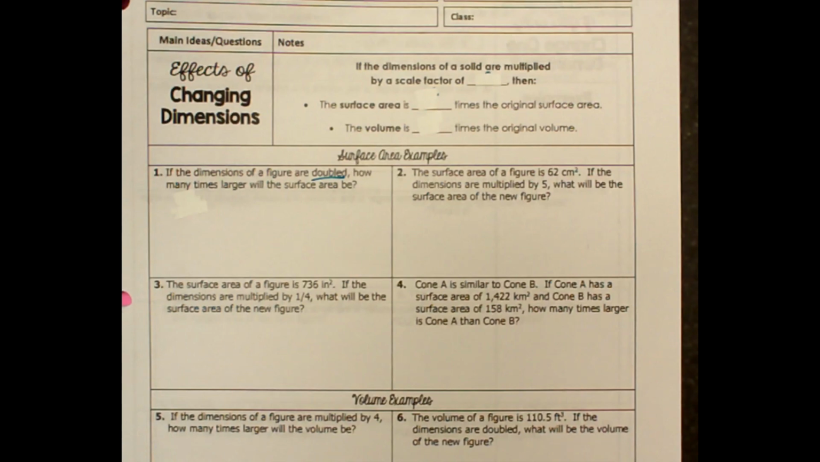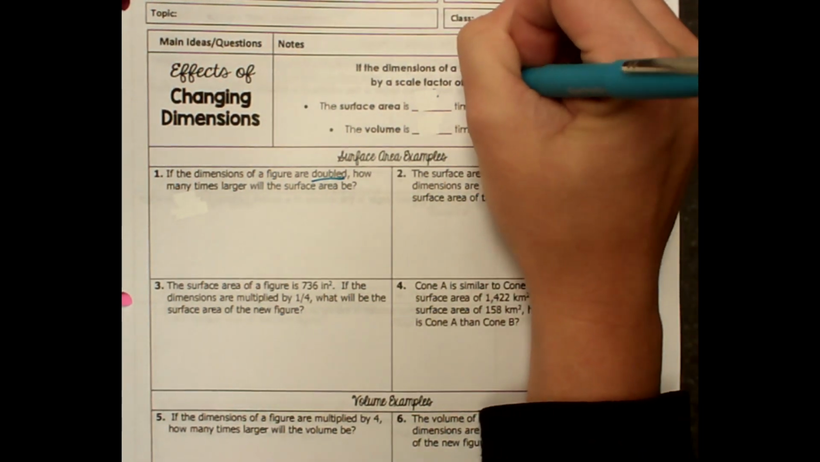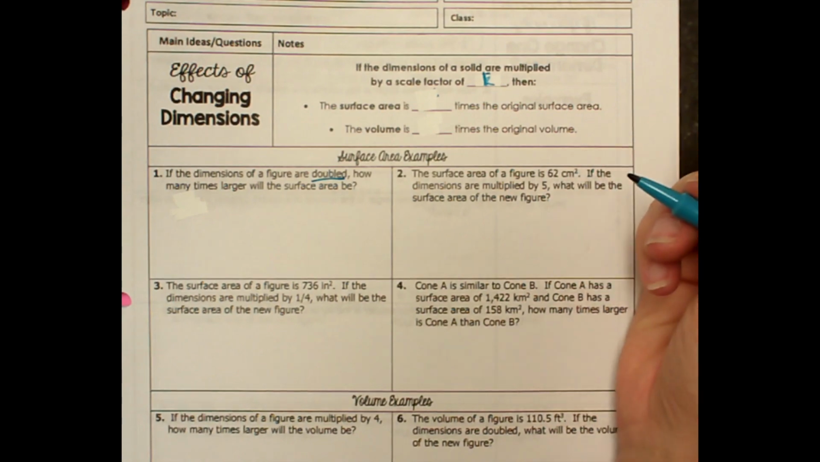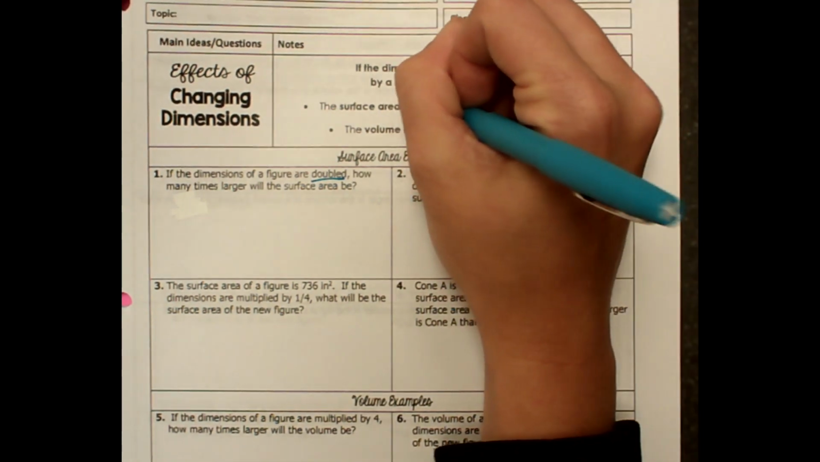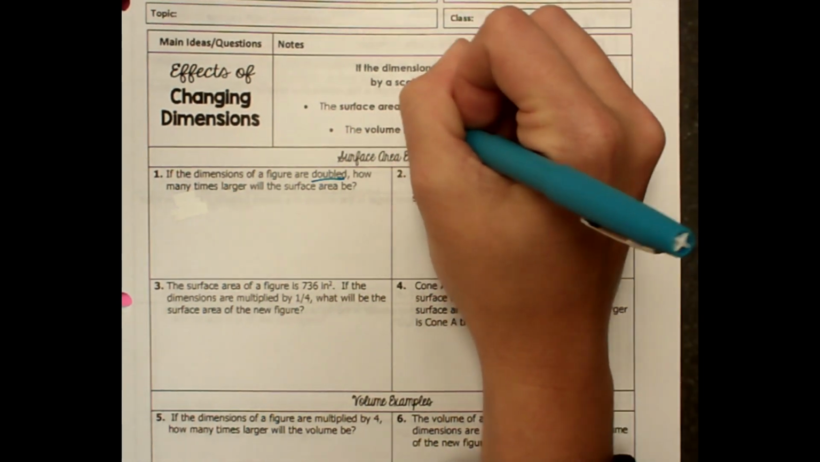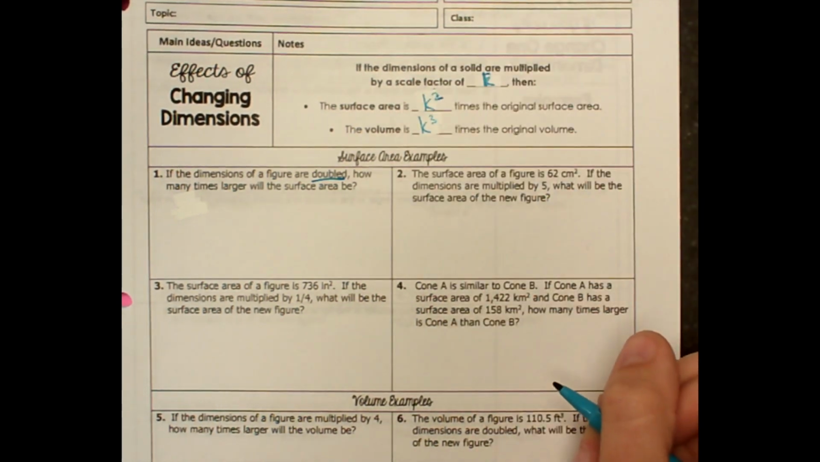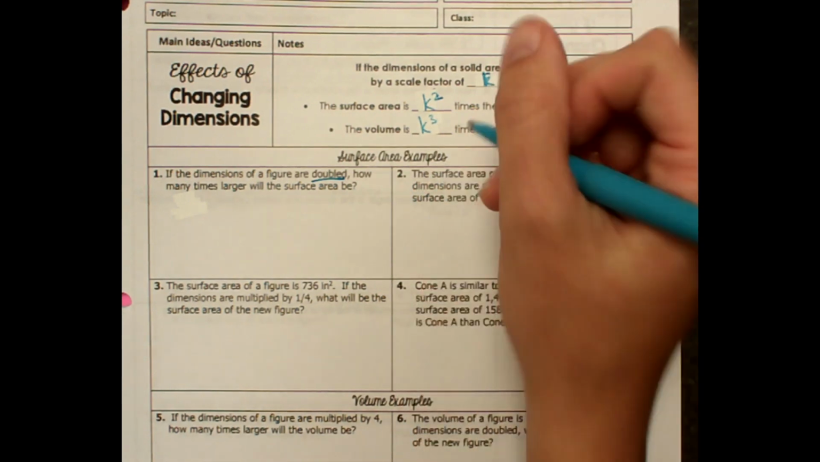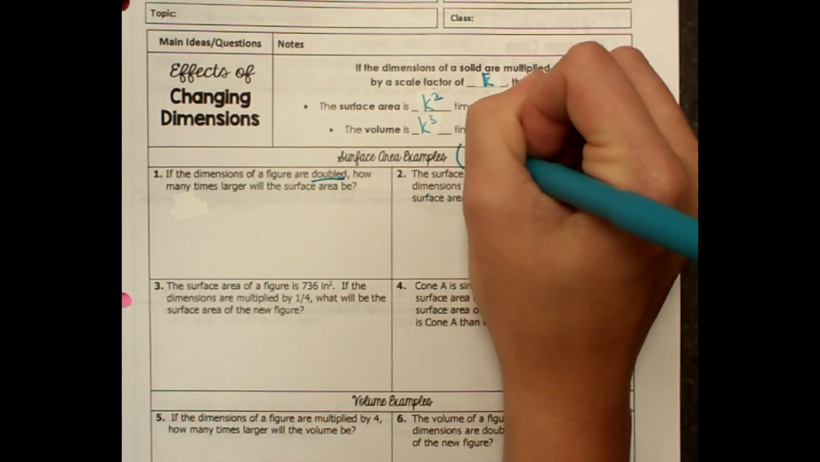Okay, so sometimes you might have the effects of changing dimensions. So this might mean you have a scale factor of k. When you have your scale factor k and your dimensions are multiplied by k, your surface area becomes larger by k squared, and the volume is k cubed times the original volume. So when we're looking at our surface area examples, we're actually going to be looking at k squared.